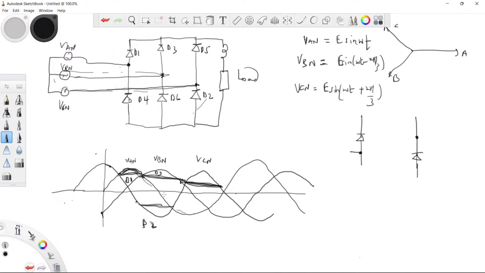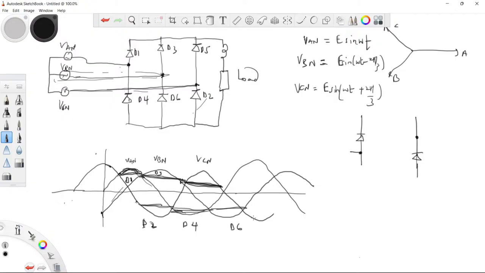When it's minimum, D4 will conduct here. At this point, D4 is conducting here. Then now, this is B. When B is minimum, B is connected to 3 and 6. When B is maximum, D3 is conducting. When B is minimum, D6 is conducting. So here I'm having D6 like this.